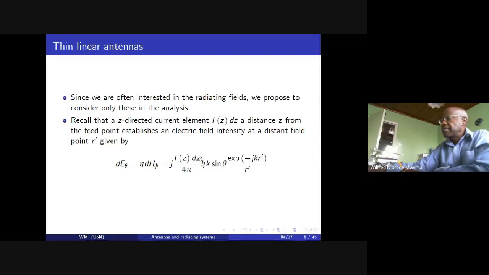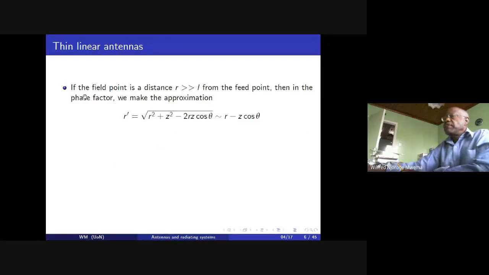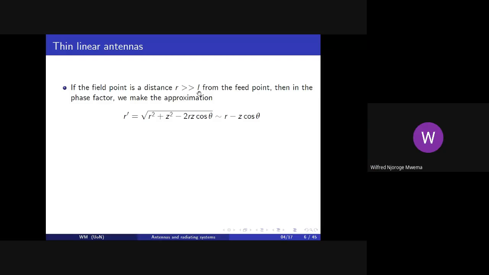And now we are saying that L is comparable to the wavelength, but we are looking at the current element of a length dz along the line. Okay, so that's the electric dipole we are talking about for this particular case. Now, if the field point is a distance r that is much larger than the length of the antenna, that is L, then in the phase factor we can make the following approximation.